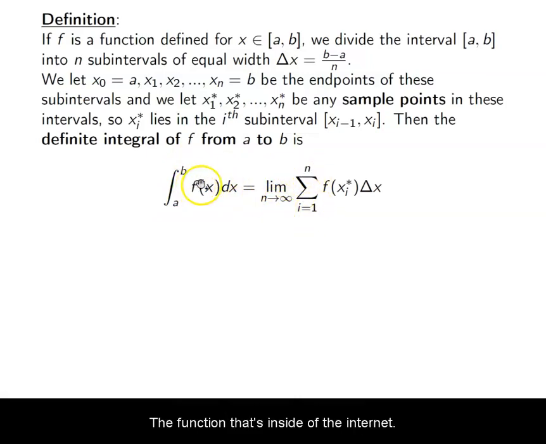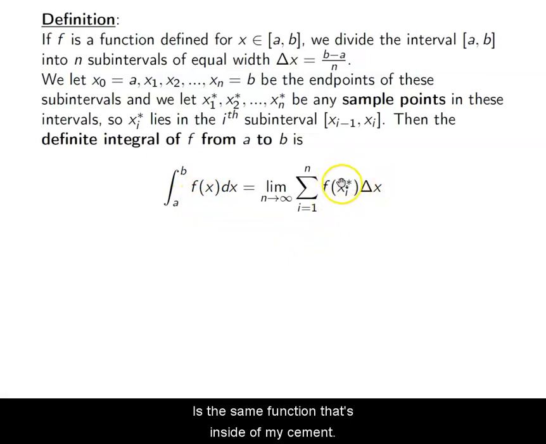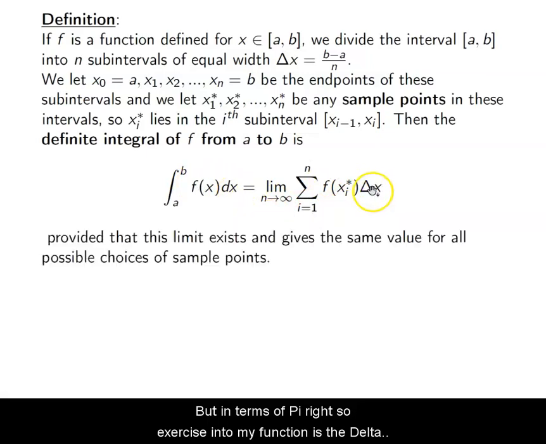So I just replace this integral with the limit of a sum. The function that's inside of the integral is the same function that's inside of my summation. This dx turns into delta x, right? So there's like a part for part transformation. The integral is the limit of a sum. The function is the function, but in terms of i, so x sub i goes into my function. The dx is the delta x.